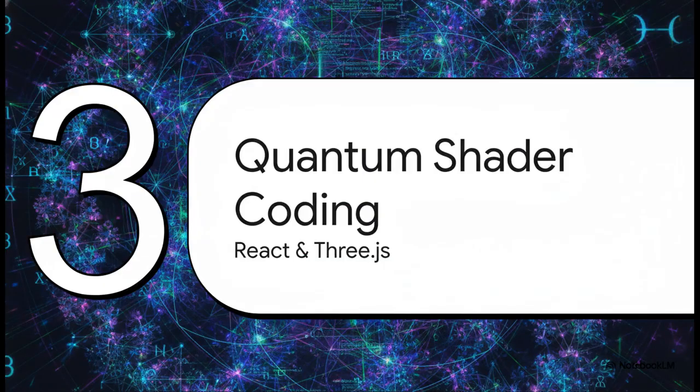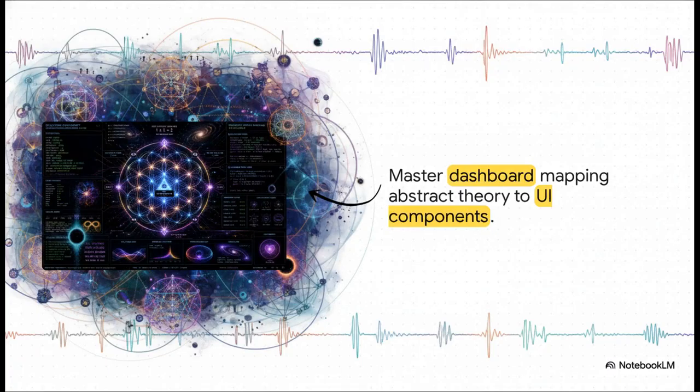All right, Section 3, coding the quantum shader and the React and Three.js architecture. Now we get to move from the abstract theory into the actual software execution. Just let your eyes wander through this incredibly dense master dashboard. You can really see the sheer ambition of the software architecture here. This is the GraceCore Omniverse Control Center.